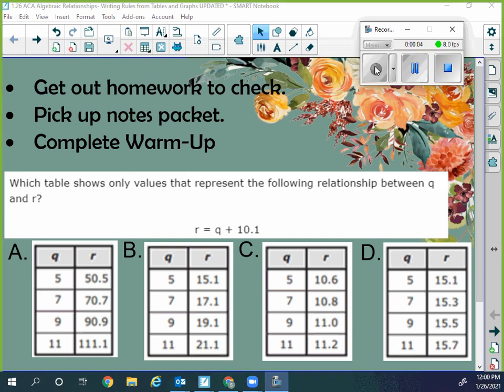How many people say the answer is A? Raise your hand. B, C, or D? Okay, so we see most of us think it's B.